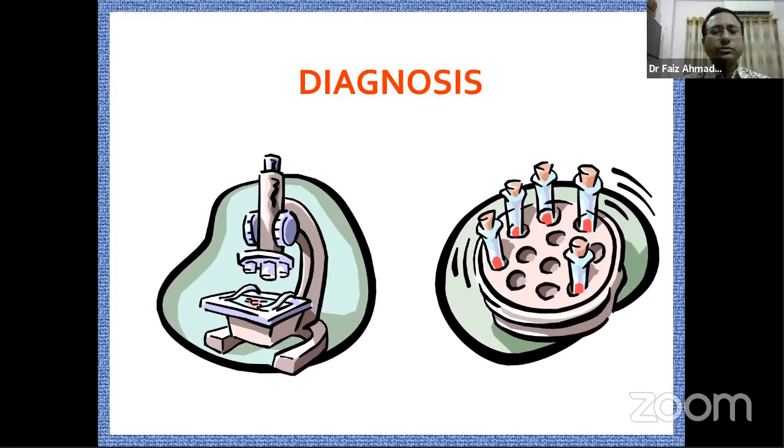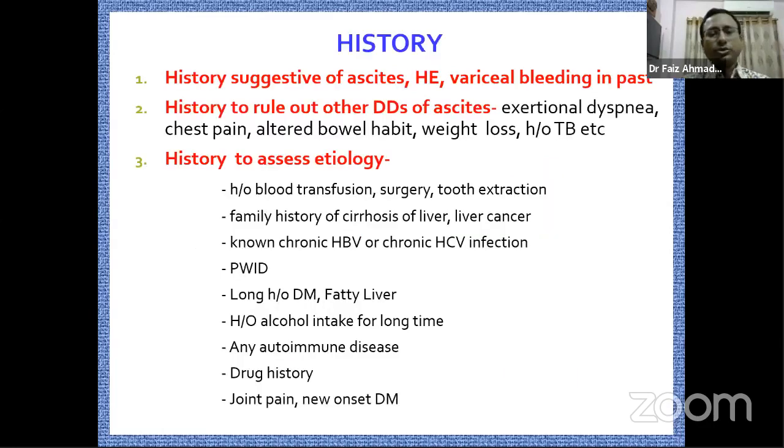Now, how to diagnose cirrhosis of liver? For any disease, meticulous history taking, physical examination, and some investigations are the three tools by which you diagnose a disease. This is not different in cirrhosis of liver. In history, we ask the patient for history suggestive of ascites, hepatic encephalopathy, or variceal bleeding, that is vomiting of blood or passage of black tarry stool in the past or in recent days. Next, we take history to rule out other differential diagnoses of ascites, like exertional dyspnea, chest pain, altered bowel habit, weight loss, history of tuberculosis, etc. This is very important.